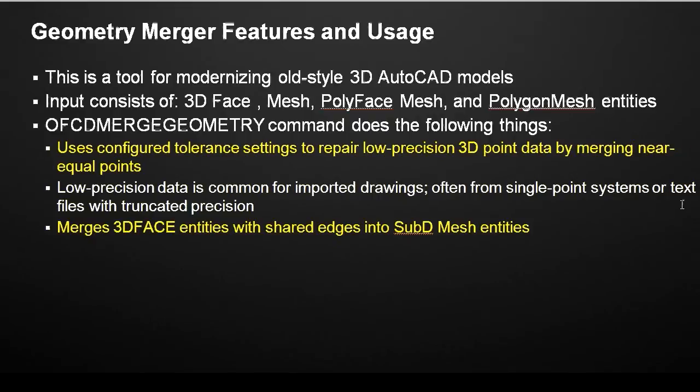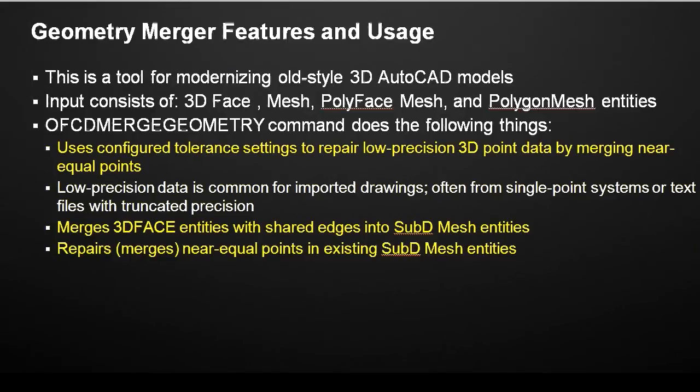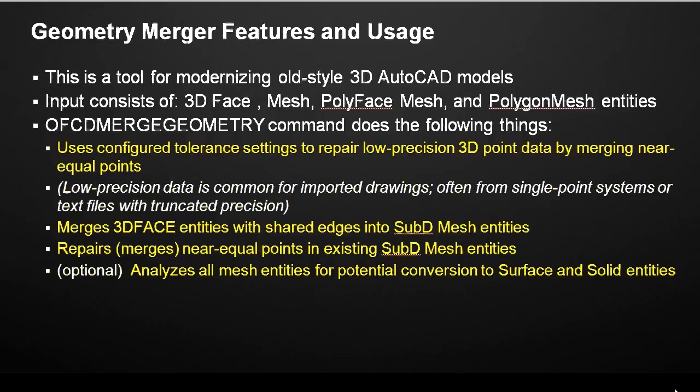It then merges faces with shared edges into meshes, which are inherently more efficient to display, store, and render, usually by a factor of almost 4x. Even existing meshes will have near equal points merged, which can make some near watertight meshes completely watertight. If desired, the merger will then analyze all meshes for potential conversion into surface and solid entities.